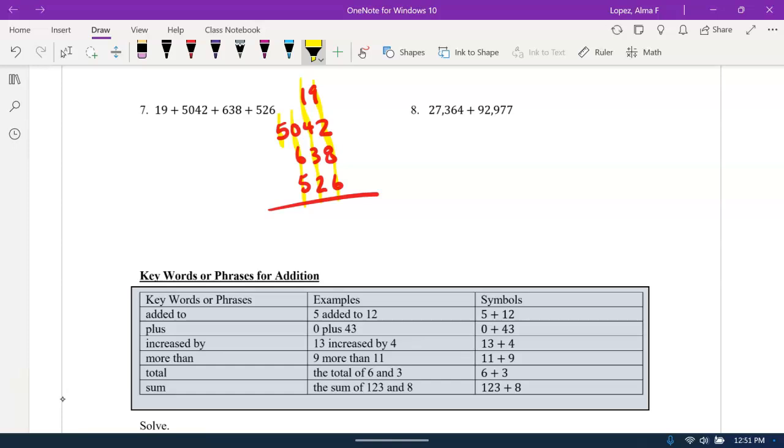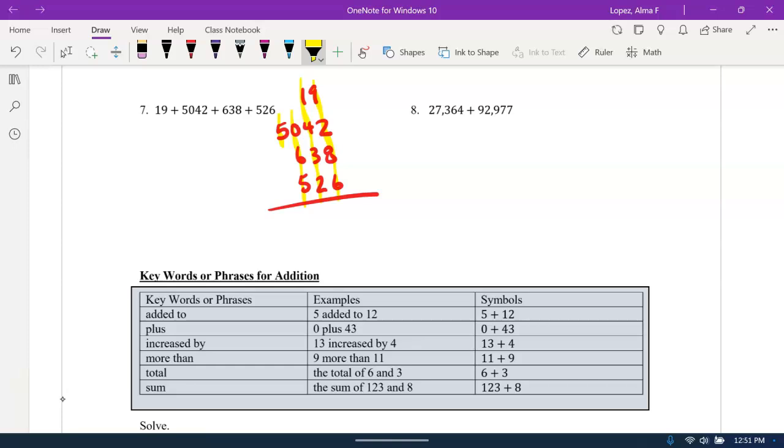Absolutely. And a lot of times students will do that. And I didn't think about it, so there they are. It still works. Just remember, add up only the ones digits, only the tens digits, only the hundreds, and only the thousands together. And again, carry when you need to.